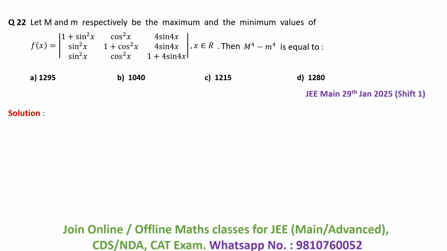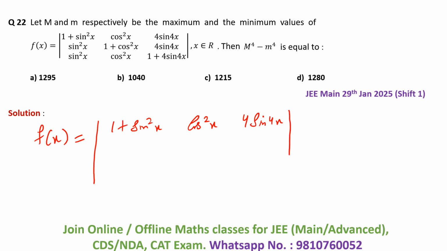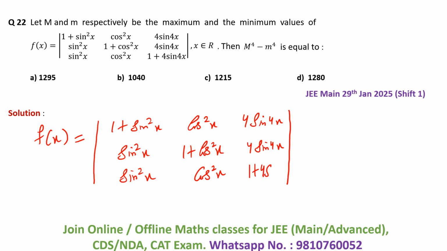Now students, first of all, we will expand this determinant by using properties. Now f of x is equal to determinant of 1 plus sine square x, then cos square x, then 4 sine 4x, and this is sine square x, sine square x. This is 1 plus cos square x. Here it is cos square x. This is 4 sine 4x. And this is 1 plus 4 sine 4x.